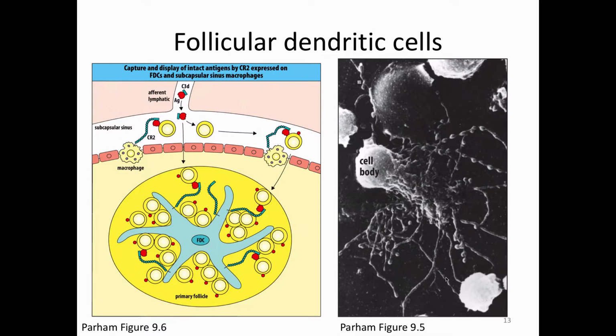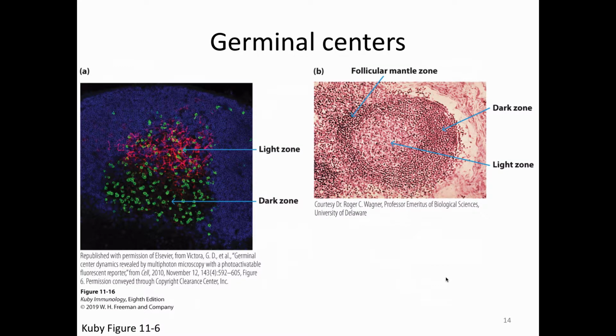Germinal centers are very easy to see under a microscope if you look at sections of a lymph node or a spleen. And if you look at a germinal center, this is what it will look like. The germinal center has a couple of different areas. One of them is called the dark zone. The other one is called the light zone. You can see, especially on the right-hand side, a histology image where you can easily distinguish the dark zone and the light zone.